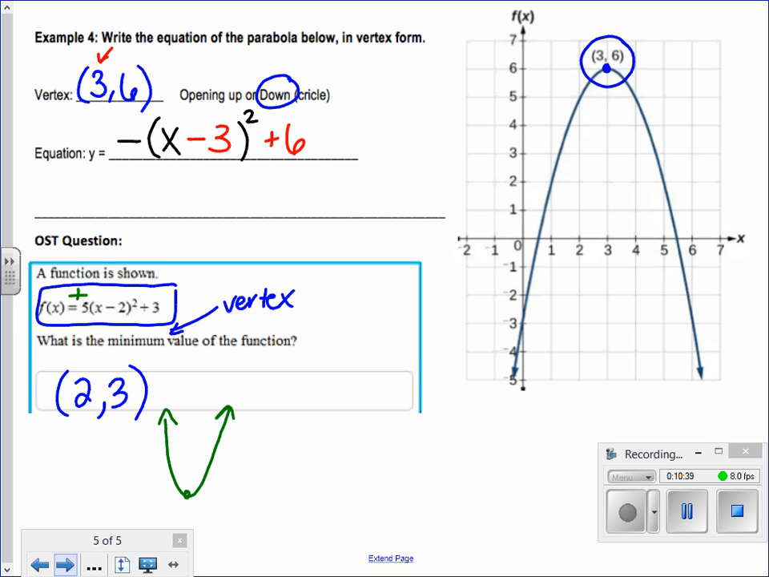Go ahead and try the practice that goes for vertex form, and then there's going to be a mixed practice following it. It has good practice of solving quadratics in vertex form that you might need.